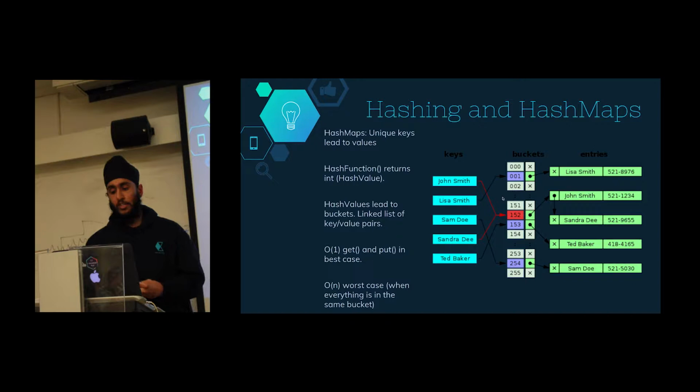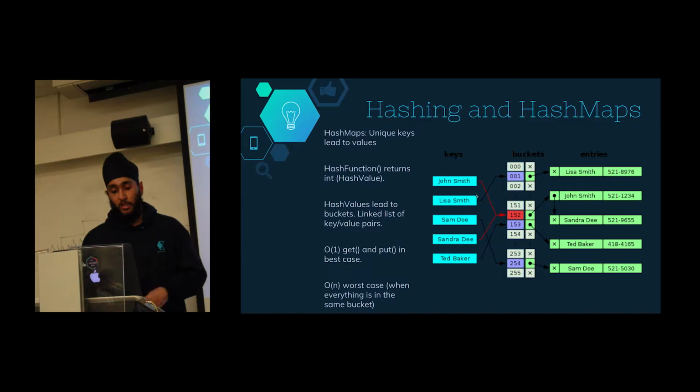So for example, we'll go through Lisa Smith as well. You run the hash function on Lisa Smith, you go to the first bucket, and you see the entries at that bucket, and you see that Lisa Smith is there. You match the key with the key-value pair in the entry. So now you know what you found.